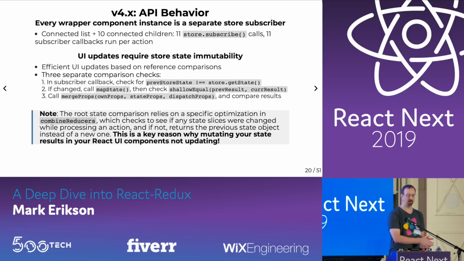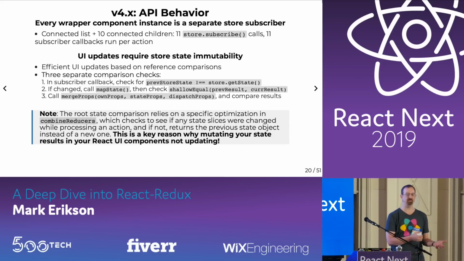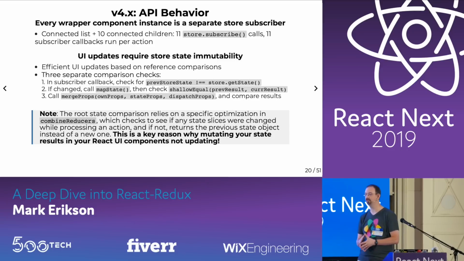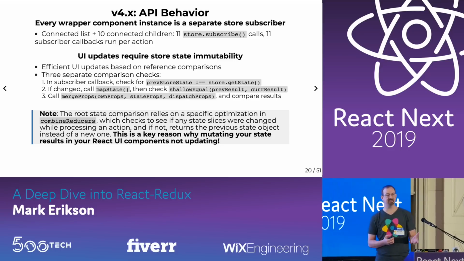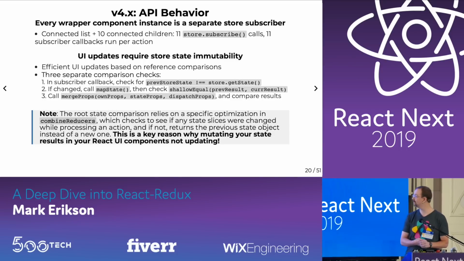So in version 4, every instance of a connected component is a separate subscriber to the store. So if I have a connected list with 10 connected children, that's 11 separate calls to store.subscribe, and 11 different callback functions that run every time an action is dispatched.